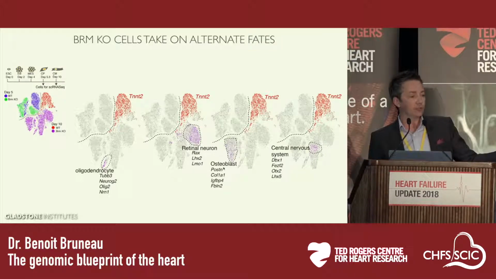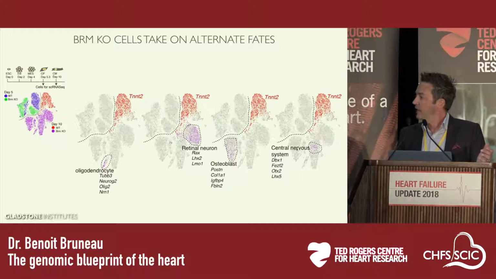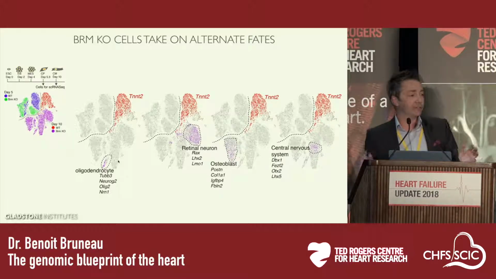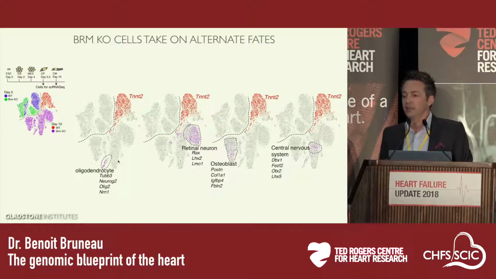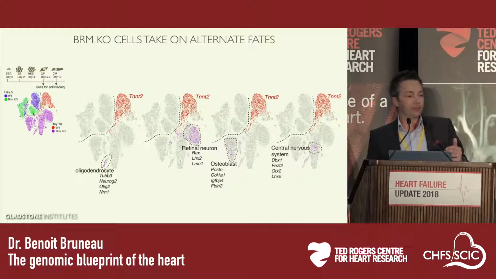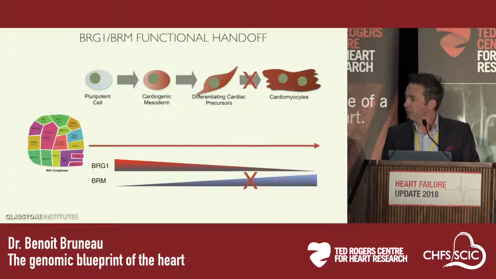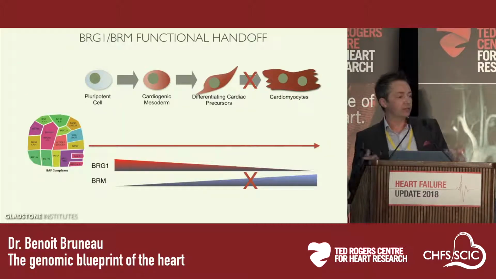So that's okay, that's a mesodermal derivative. But we're getting brain cells, we're getting retinal neurons, we're getting oligodendrocytes, a complete shift in cell identity in the absence of Brahma. So we're making cardiac mesoderm, we're getting to a cardiac precursor stage, and then all of a sudden the cells are completely losing their identity and making cells that actually come from different germ layers, from ectodermal germ layers. And so we're now in the process of trying to understand this.